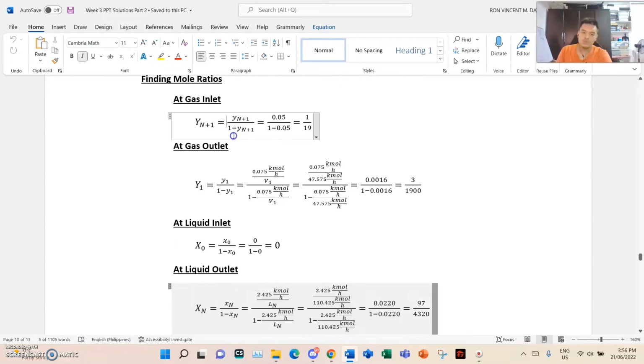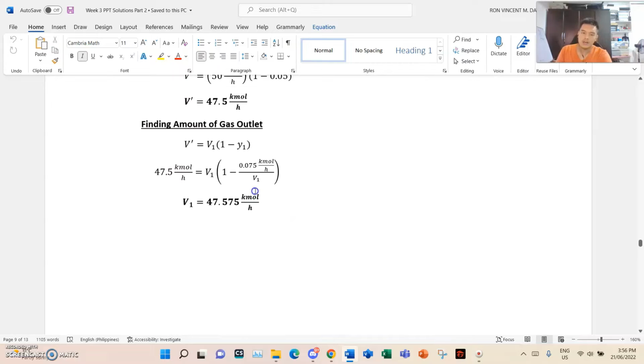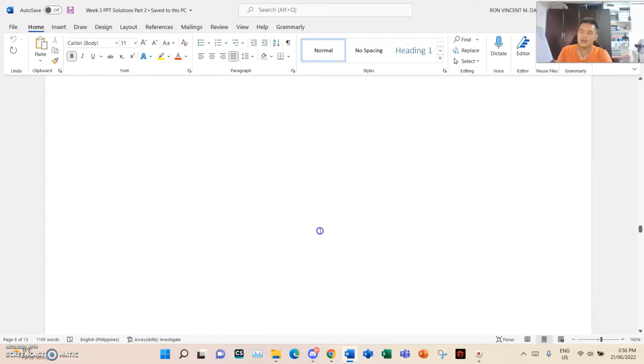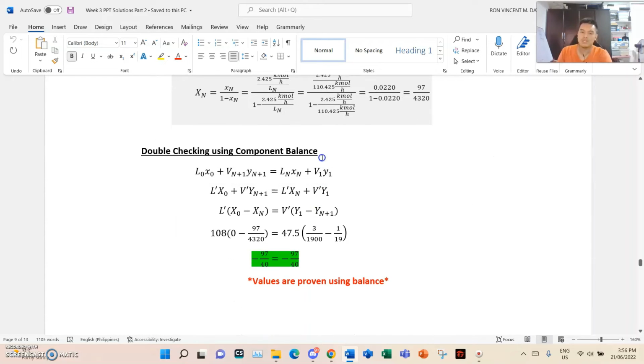So why do we need to do this? Because I want to double check and make sure that these values that I calculated earlier are proven by balance. So I did a component balance with respect to acetone. The acetone going in equals the acetone going out. So this is the amount of acetone in the liquid in, the amount of acetone in the gas in, the amount of acetone in the liquid going out, and the amount of acetone in the gas going out.